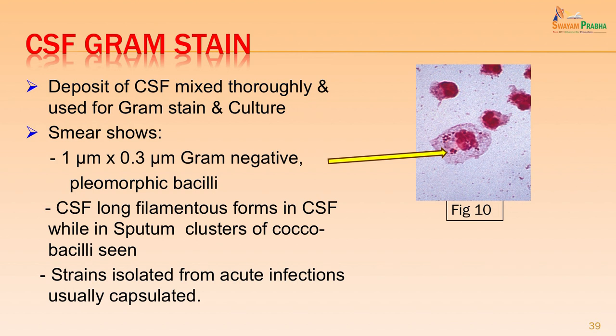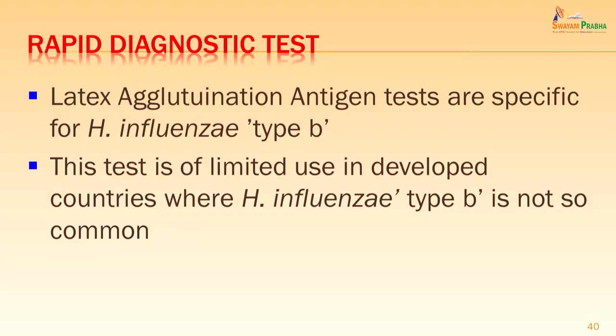So, these are some of the bacteria seen in the CSF of a patient with H. influenzae meningitis. Well, these are all tiny and you can even appreciate a capsule around some of them. In sputum, when you see it, you usually see clusters of coccobacilli. Strains isolated from acute infections, as I told you earlier, are usually the capsulated ones. Again, H. influenzae can also be detected directly on CSF by a latex agglutination test, which can be used for detection of all three together or H. influenzae separately also. This test is of limited use in developed countries, where H. influenzae type B is not the common strain. But in most of the developing world, H.